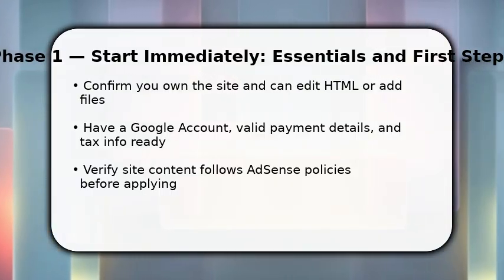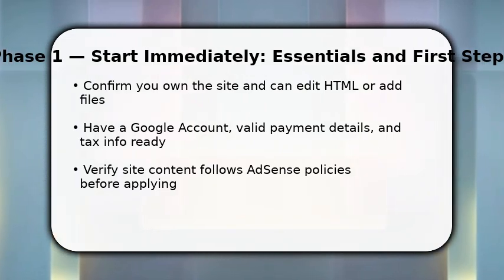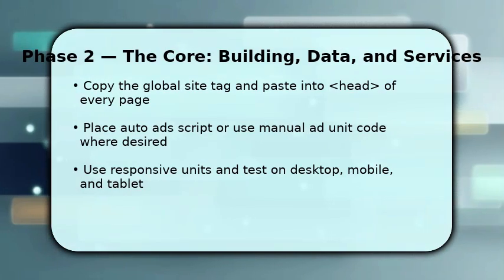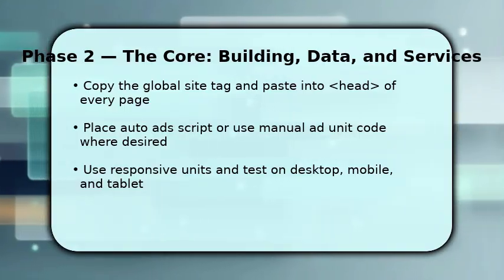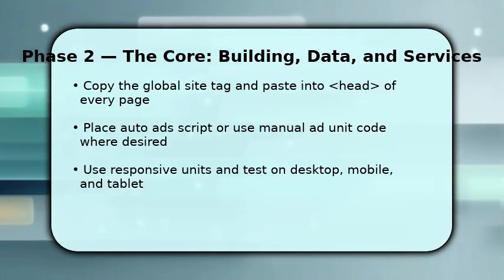Now you add Adsense code to your live site. Copy the global site tag from your account and paste it into the head section on all pages. This enables auctions and reporting. Next, choose auto ads for broad coverage or create specific ad units and insert their snippets where you want impressions.